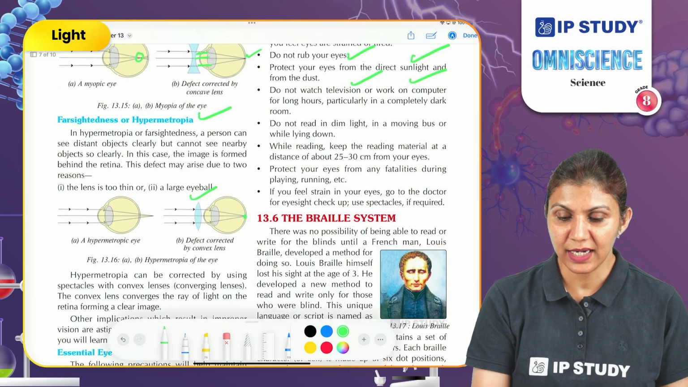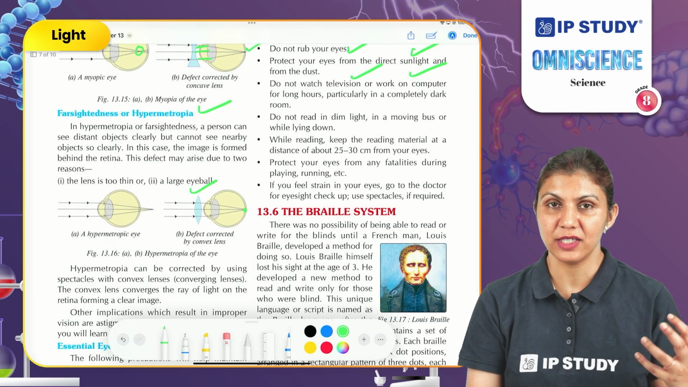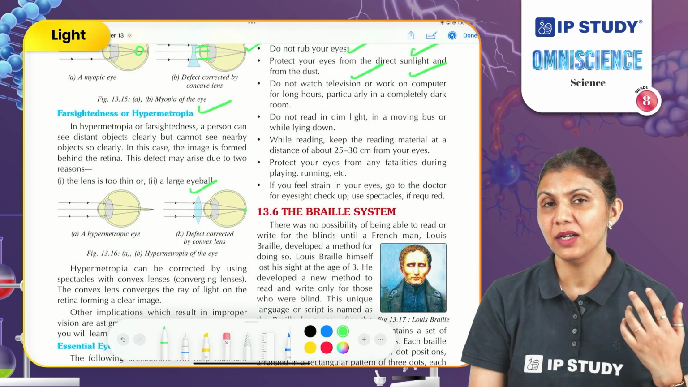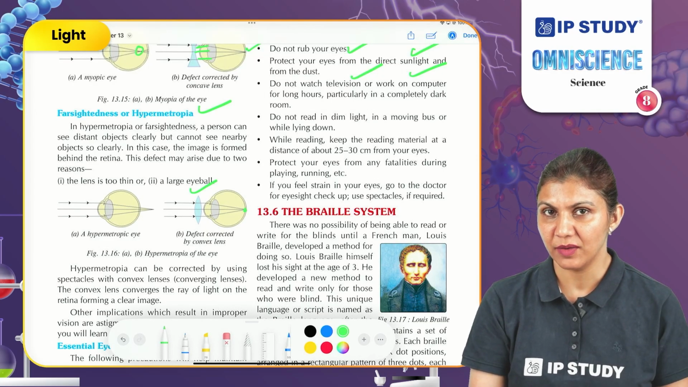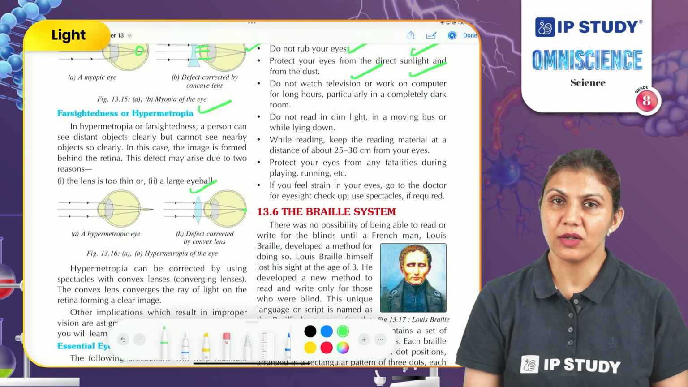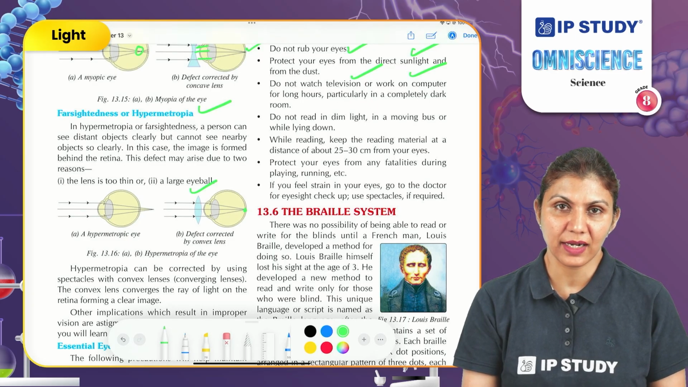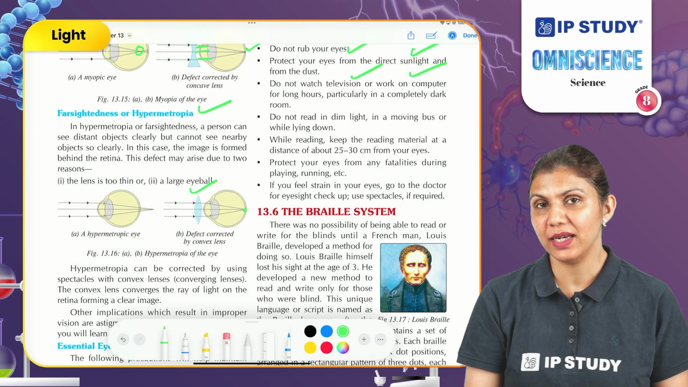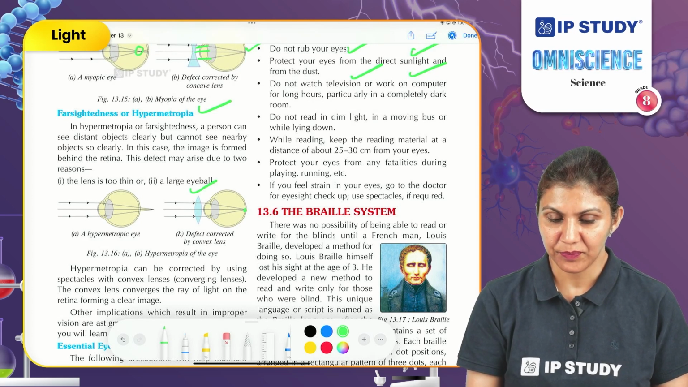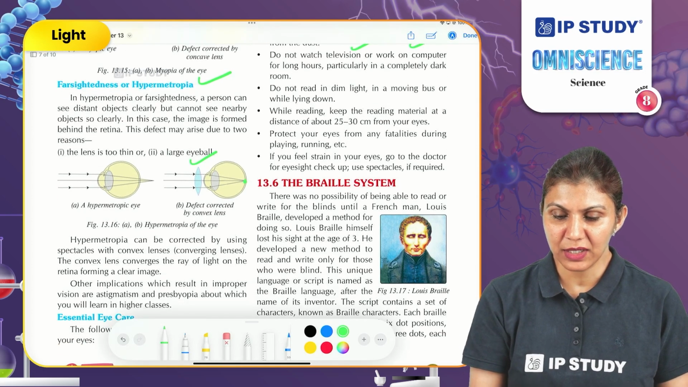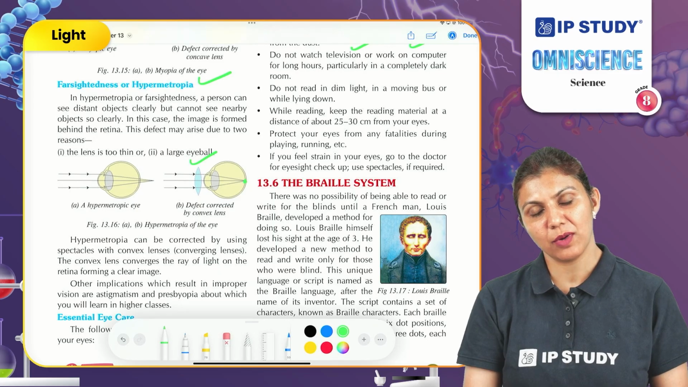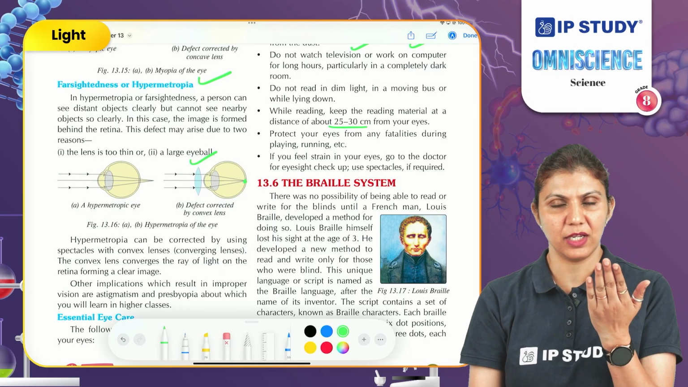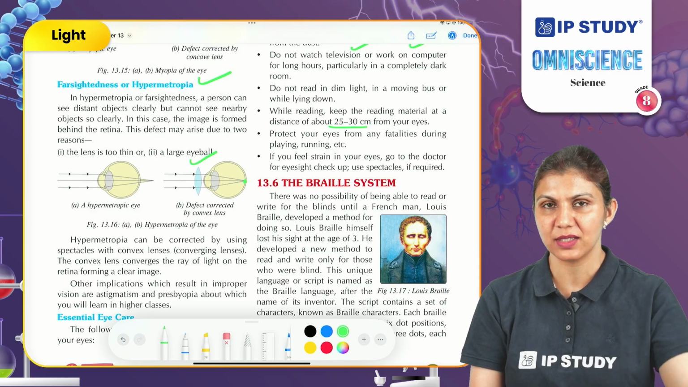Do not read in dim light, because your eyes need to make more effort. Your ciliary muscles will be tired and your vision will be weakened. So in that case, also you can damage your eyes. So avoid that condition. Read a book in a well-lit area. While reading, keep the reading material at a distance of about 20 to 30 centimeters from the eyes. Do not keep it very close or very far away.